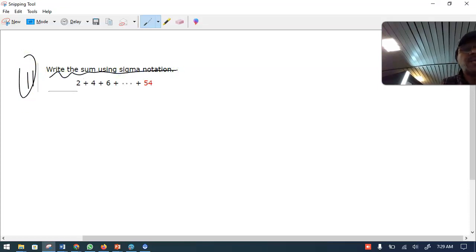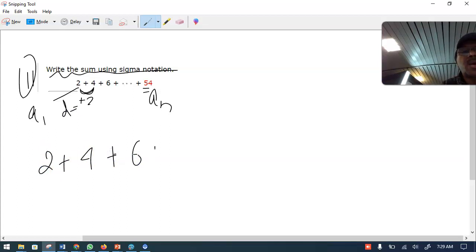Now this time they gave you the terms 2 plus 4 plus 6 and so on until 54. So that's like the nth term. Let's say we don't know what position it is, so I call it an, and this is a1, and you can see every time you're adding 2, the d is the difference. Now I know it is quite obvious, it is 2 plus 4 plus even numbers. So obviously, if the last term is 54, you'll take half of 54 because these are all even numbers. So half of this becomes 27.